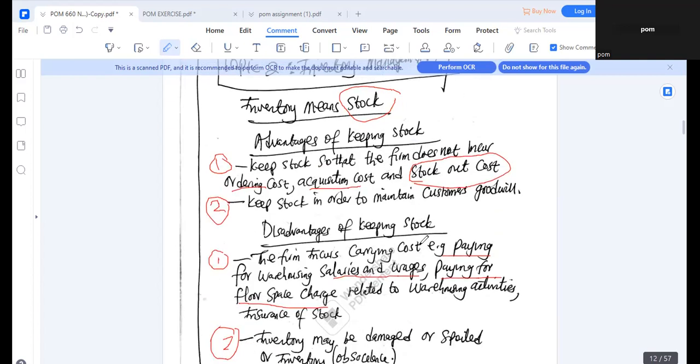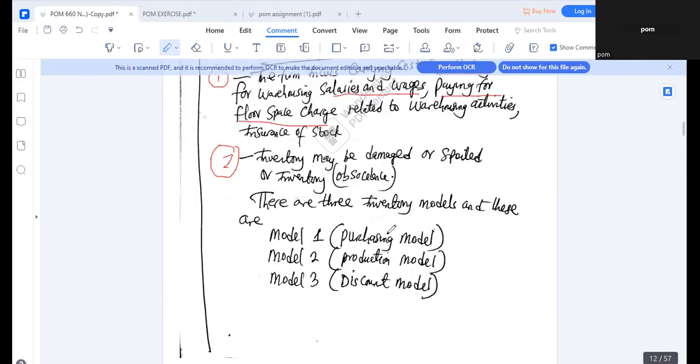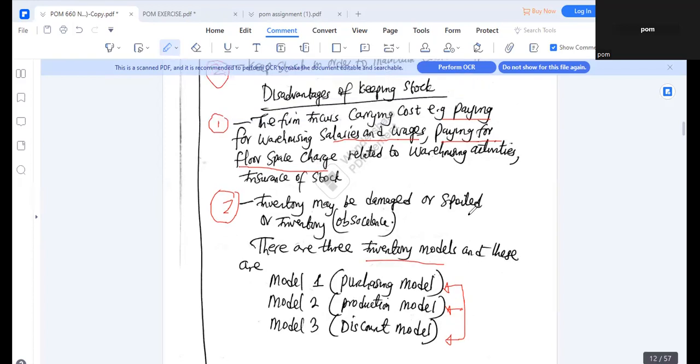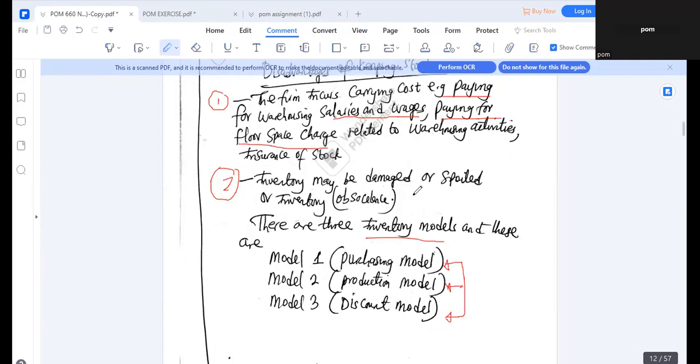Now there's an aspect of us looking at inventory models. There are, of course, 3 inventory models. Model 1 is a purchasing model. Then we have model 2, which is the production model. And model 3, which is the discount model. These are the 3 inventory models. So far, as we proceed, if there will be any questions, feel free to ask questions.